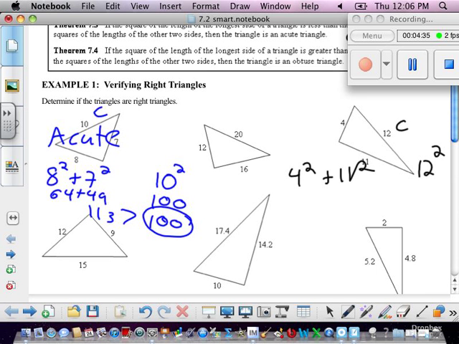So we've got 4 squared plus 11 squared gives me 137. And 12 squared is 144. So the alligator is eating the C. Which one does the alligator eat the C? Obtuse. Does this make sense?